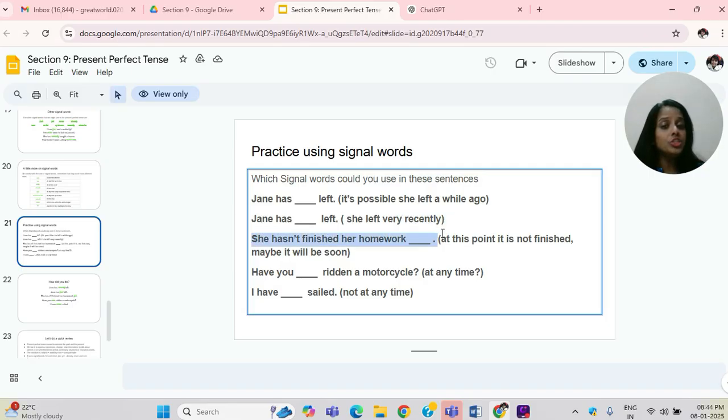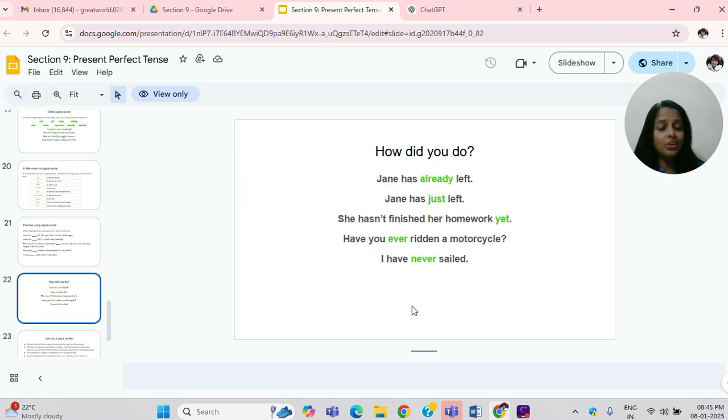She hasn't finished her homework. At this point, it is not finished. Maybe it will be soon. Have you dash ridden a motorcycle? Like at any time. I have dash sailed, not at any time. So here they have given the clues also. Now it's very easy for you to identify which signal word you can use in these sentences. Hope you're ready with your answers.